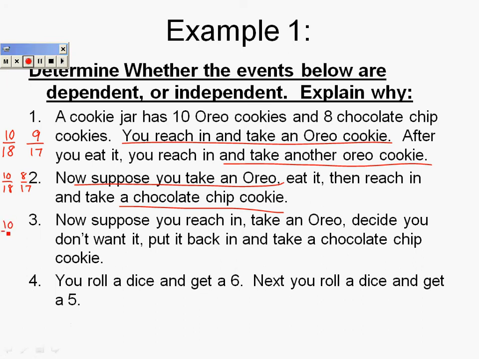Nothing new there. But notice the words here. Decide you don't want it and you put it back. And then you take a chocolate chip cookie. What's the odds or the chances of getting that? 8 out of 18.